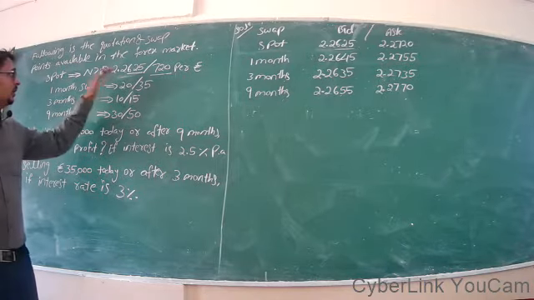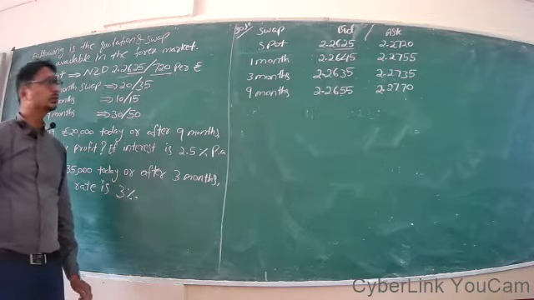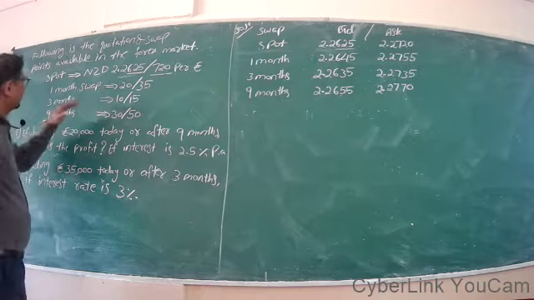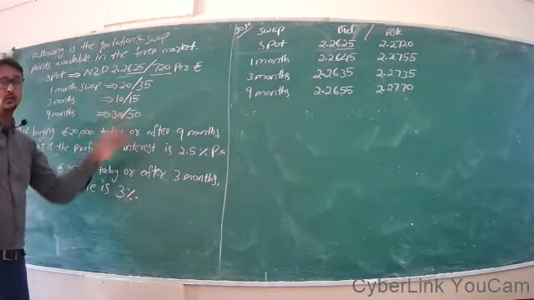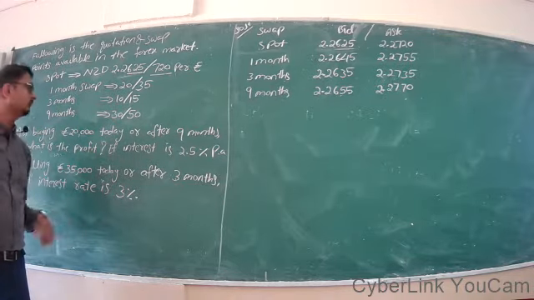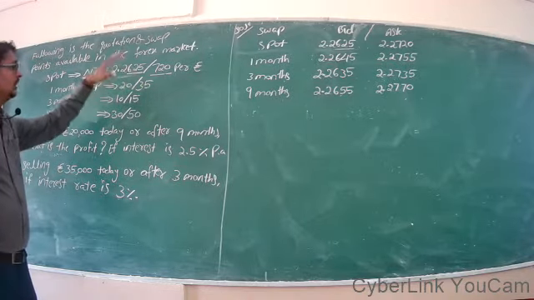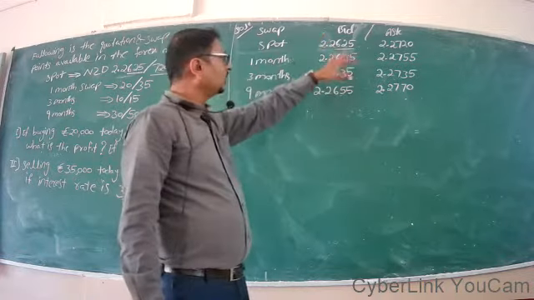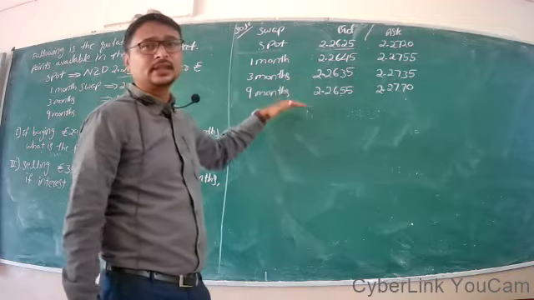So New Zealand dollar 2.265 oblique 2.2720 per euro, right? The 1 month swap point they have given is 20 oblique 35, the 3 months swap point is 10 oblique 15, and the 9 months swap point given in the problem is 30 oblique 50. Since it is in increasing order, we need to add it to the spot rate. So here I have calculated all the outright rates or forward rates for 1 month, 3 months, and 9 months.